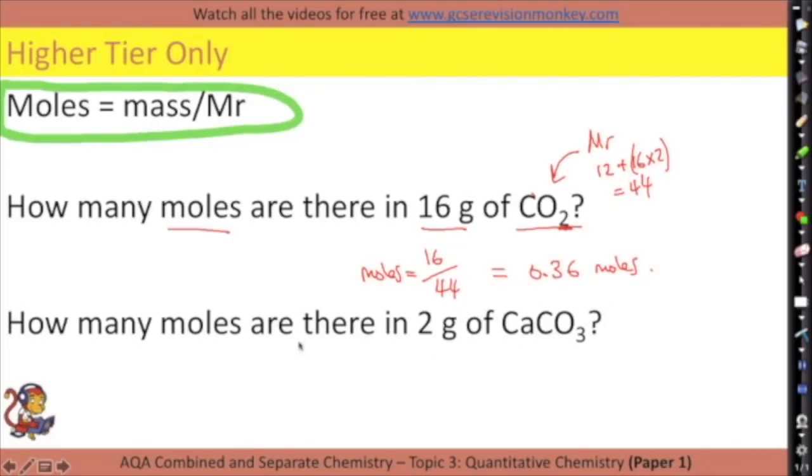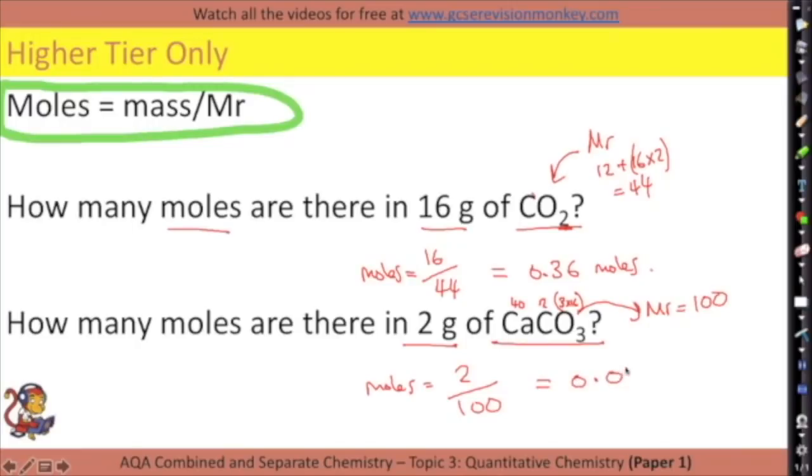Second question, how many moles are there in 2 grams of calcium carbonate? Well, the relative formula mass of calcium carbonate, if you were to work that out, is 100, because we've got 40 added to 12 added to 3 lots of 16. So moles equals 2 divided by 100, which would give the answer of 0.02 moles.